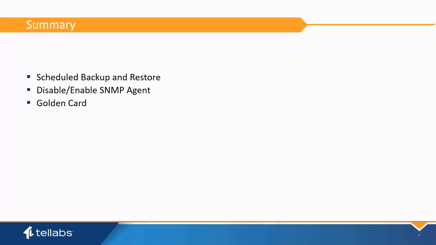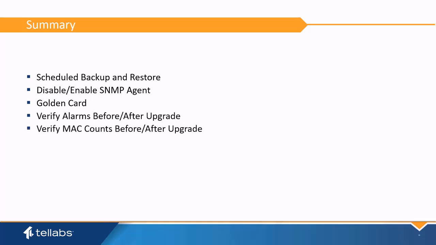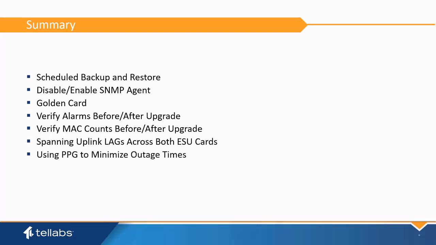This concludes this video. In it, you've learned scheduling backup and download processes, disabling and enabling the SNMP agent, using a golden card, verifying alarms, verifying MAC counts, spanning uplink lags across both ESU cards, and using PPG to minimize outage times.